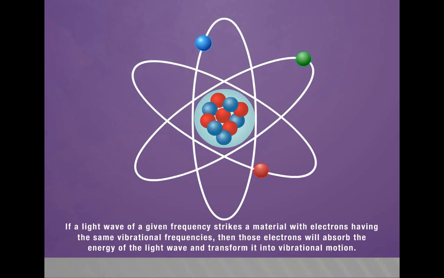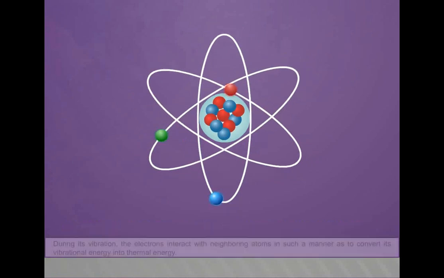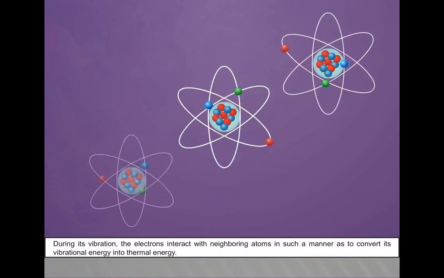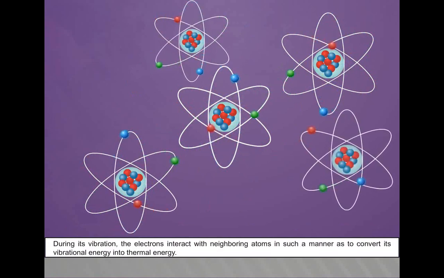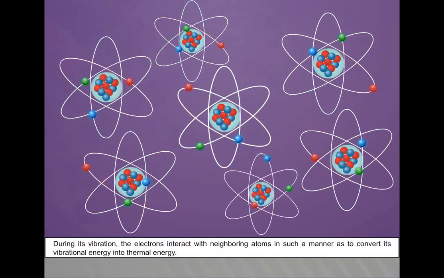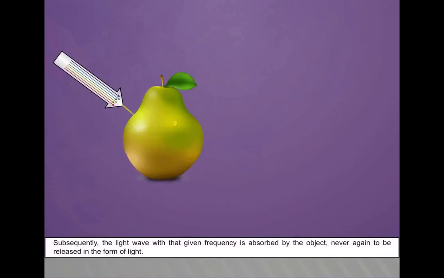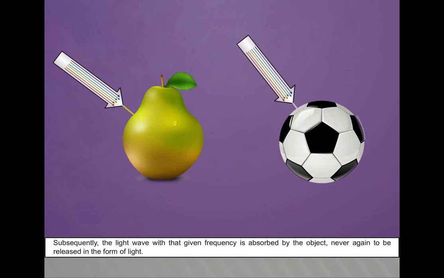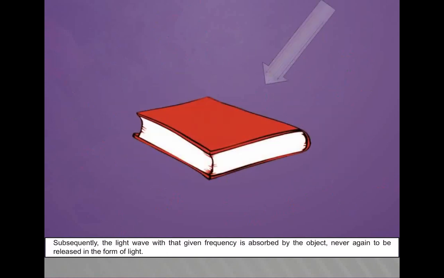If a light wave of a given frequency strikes a material with electrons having the same vibrational frequencies, then those electrons will absorb the energy of the light wave and transform it into vibrational motion. During its vibration, the electrons interact with neighboring atoms in such a manner as to convert their vibrational energy into thermal energy. Subsequently, the light wave with that given frequency is absorbed by the object, never again to be released in the form of light.